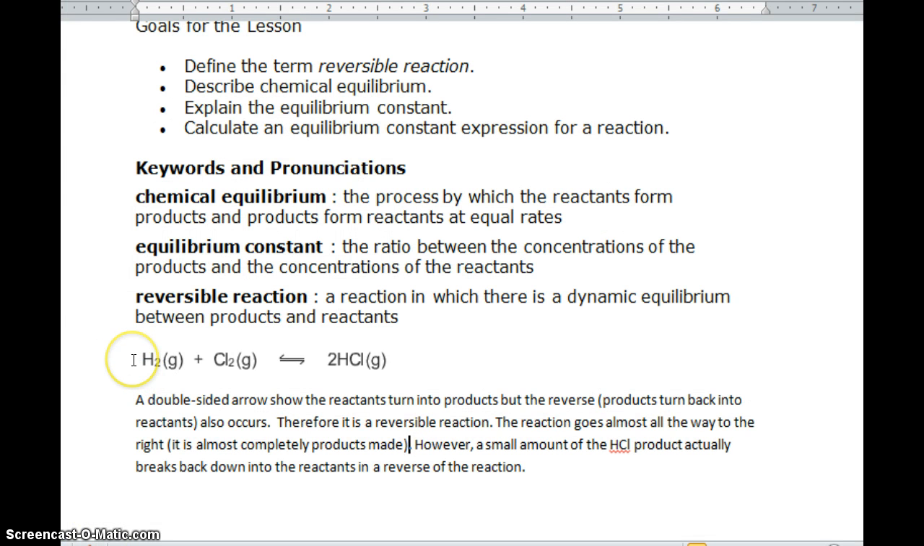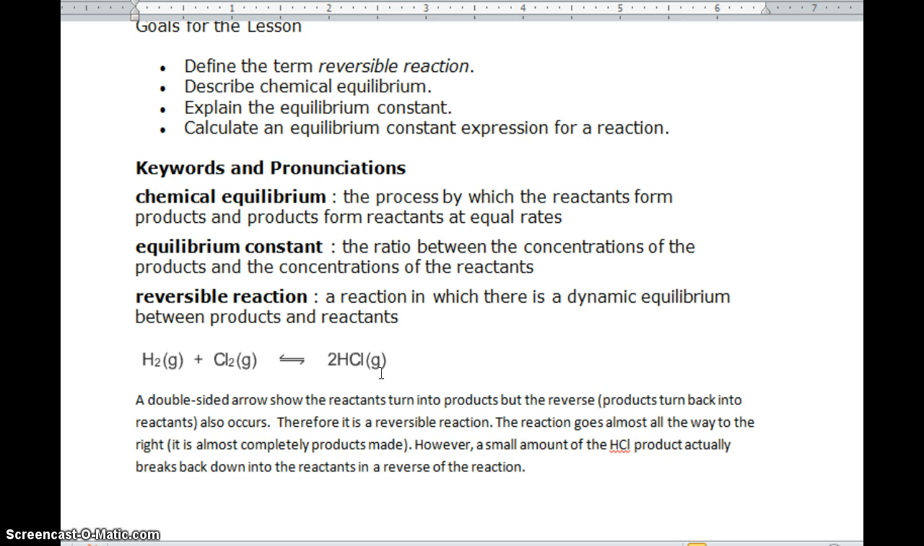All right, so I added our equation here and reminded that a double-sided arrow shows the reactants turn into products, but the reverse, products turn back into reactants, also occurs. Therefore, this is a reversible reaction. The reaction goes almost all the way to the right. In other words, going to the right is a fancy way of saying it's turning into the products over here on the right-hand side. So it is almost completely products made.